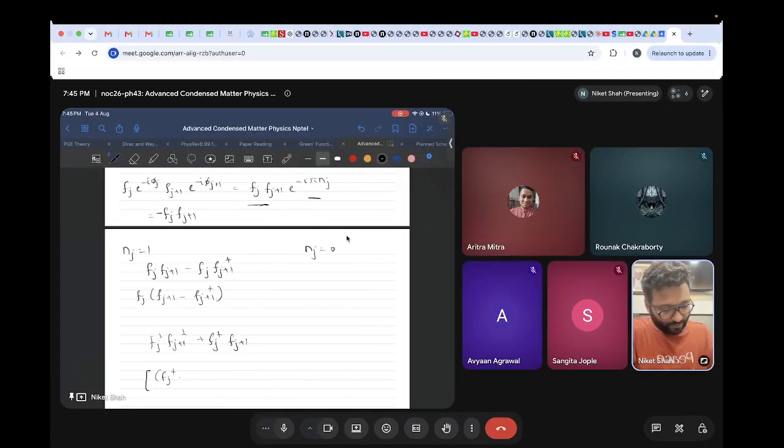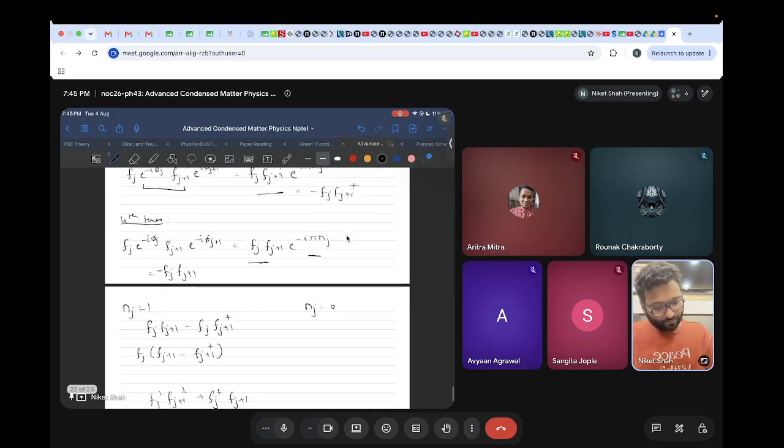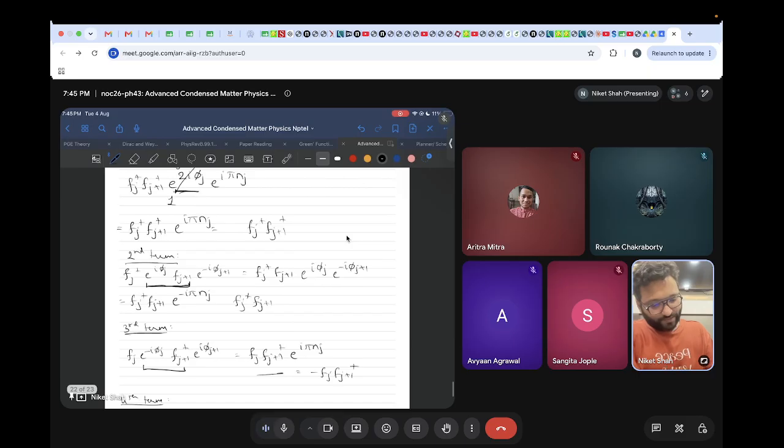Fj dagger minus fj into fj plus 1 dagger plus fj plus 1. These are the 4 terms, minus j by 4. So I'll just explain what I did. Let me erase all of this. Let me erase this.